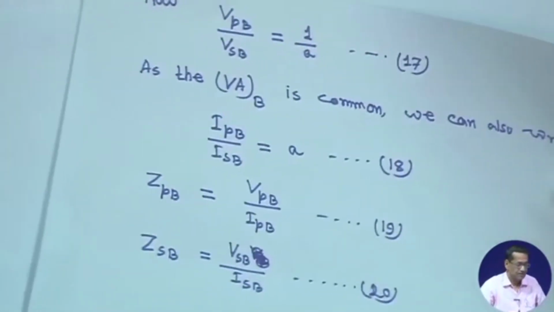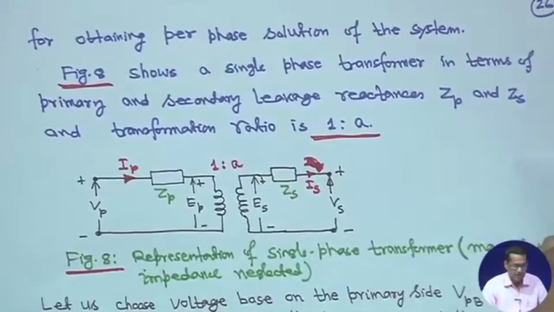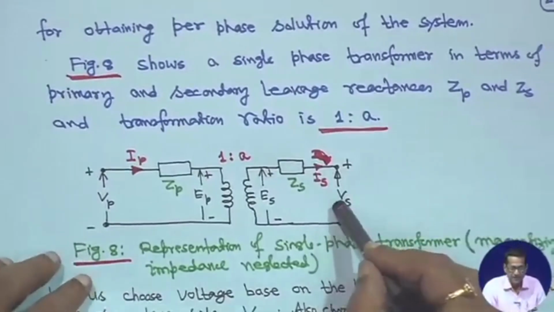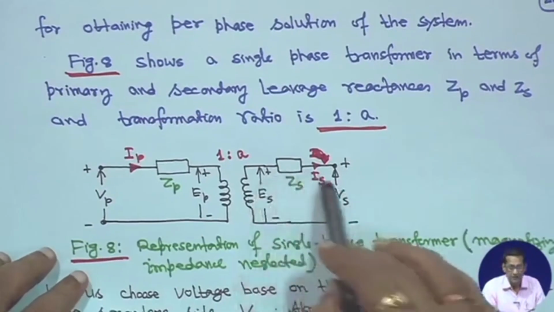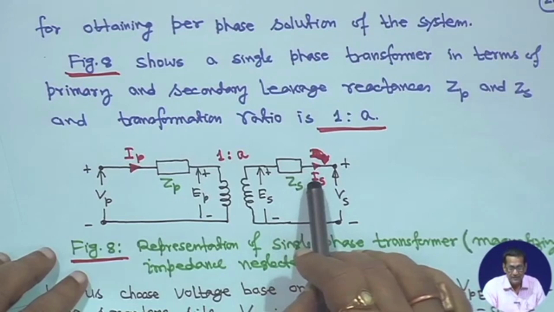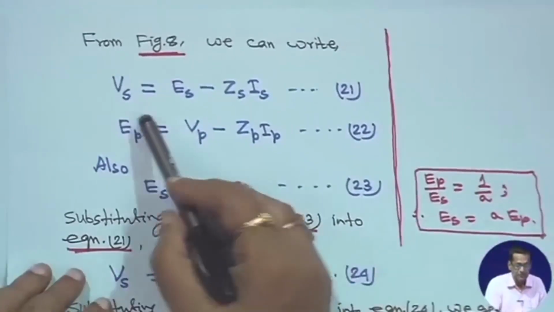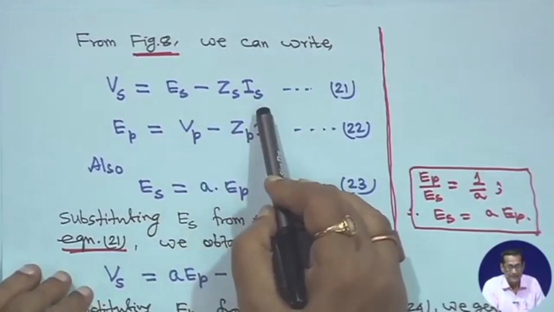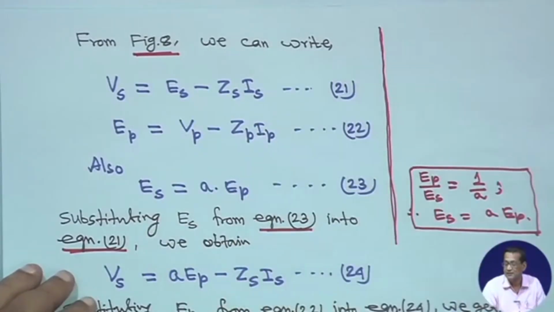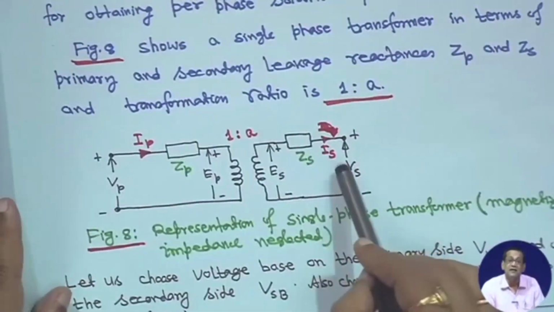Therefore, from figure 8, for the secondary side voltage, you apply Kirchhoff's second law in this loop. So, it will be Is into Zs plus Vs minus Es is equal to 0. That means Vs is equal to Es minus Zs into Is, this is equation 21. This equation we are writing from figure 8 on the secondary side, applying KVL.